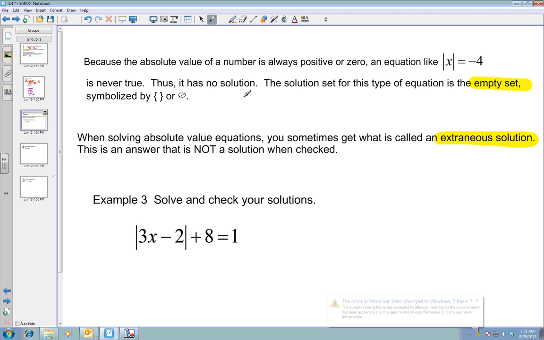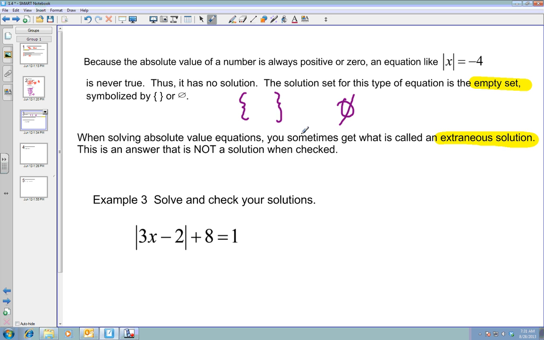So when you solve something and you get an equation like this that's not true, your answer is going to either be the brackets with nothing in it, showing that's the empty set, or this symbol, a 0 with a line through it. That's the symbol for empty set. You can't just put a 0 because if you put a 0, that means you got 0 as the answer.